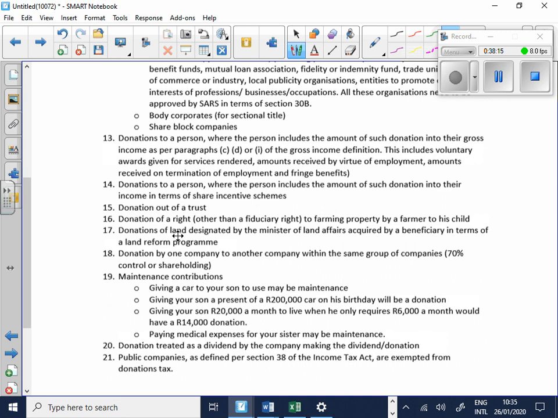Guys, maintenance contributions, can I please just explain this to you? So it's your child's 21st birthday and you give them a car. Is that a donation or not? Okay, so let me explain. If you want to give them the car, it's a donation. If you give them use of the car, that's maintenance. Is that all right? So maintenance, guys, you don't have to give them a car.